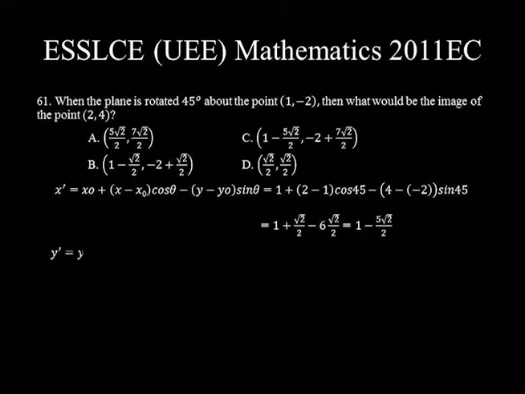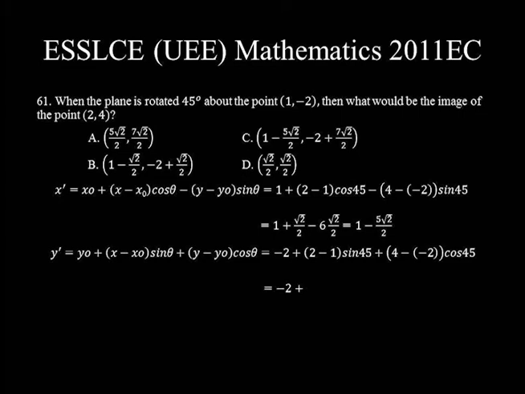Y prime is given by the formula y naught plus (x minus x naught) times sine theta plus (y minus y naught) cos theta, which is equal to y naught is negative 2, plus x is 2 minus x naught is 1 times sine theta, plus y is 4 minus y naught is negative 2 times cos theta, which is equal to negative 2 plus 2 minus 1 is 1, 1 times sine 45 is root 2 over 2, plus 4 minus negative 2 is 6, 6 times cos 45 is root 2 over 2, which is equal to negative 2 plus root 2 over 2 plus 6 root 2 over 2 is 7 root 2 over 2.